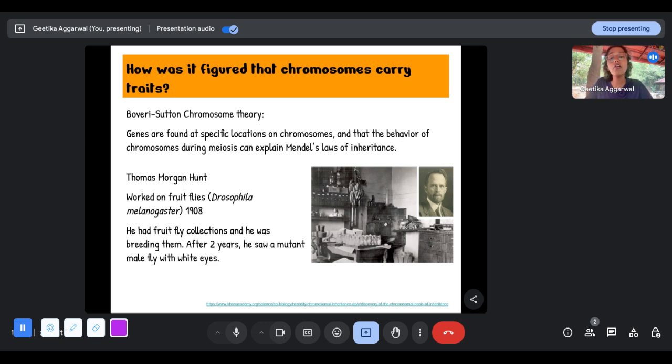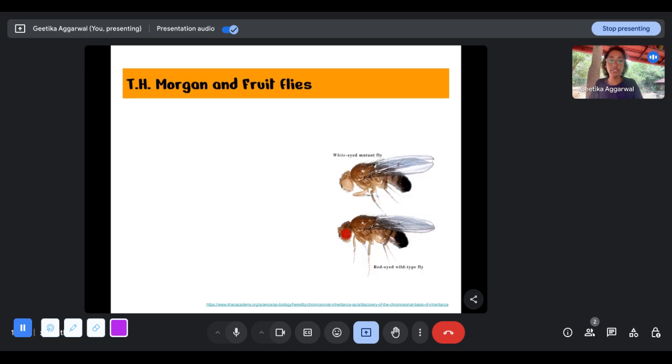It was only after 2 years that he saw a mutant male fly. Out of all these vials that he had, he found one male fly which had white eyes, and so that was a mutant. It was different from the wild type, which was the red eyes normally seen. So this is what the wild type fly looks like. The wild type male has red eyes, you can see very clearly. But the mutant fly had white eyes. So Morgan had finally found his mutant fly.